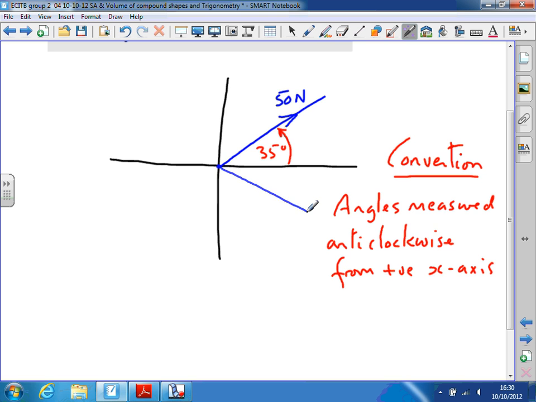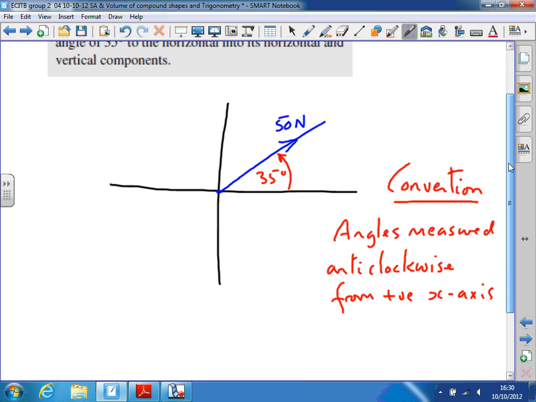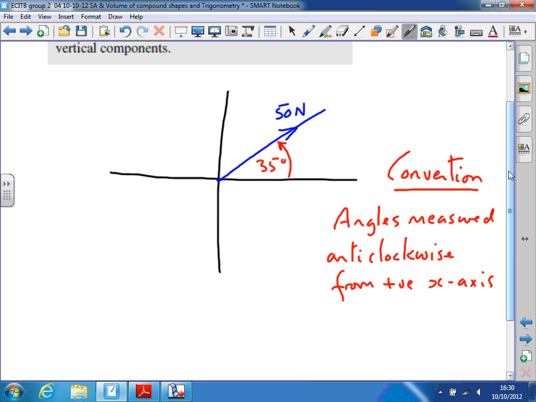50 newtons, then we have measured 35 degrees to the horizontal. I've got to resolve it into its horizontal and vertical components. What that means is I want to find what's the effect of this force horizontally and what's the effect of this force vertically. So what's the component in the vertical? So let's call that the force vertical component and the horizontal component of the force. I want to find out what they are.